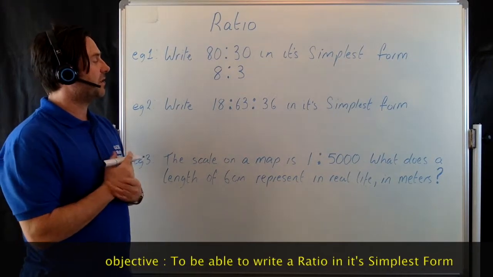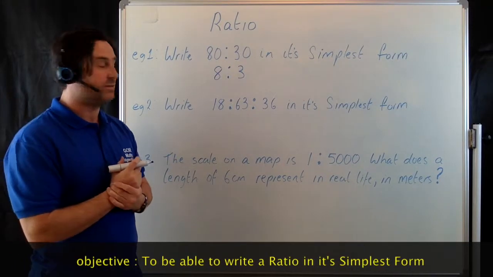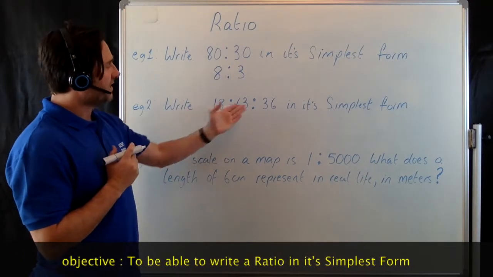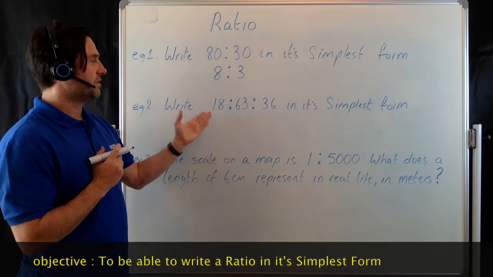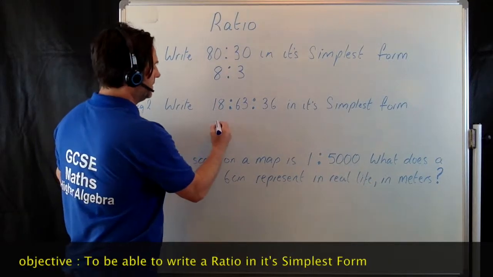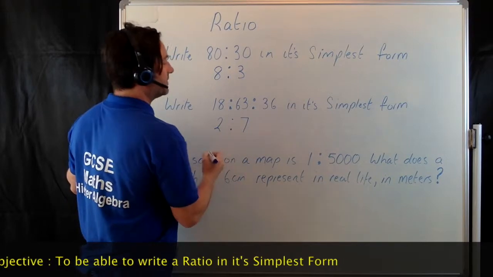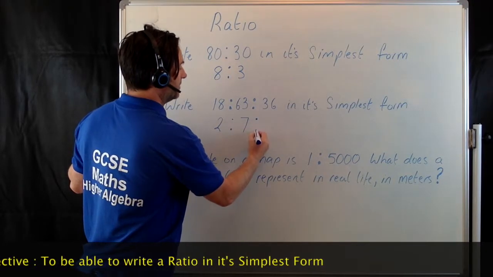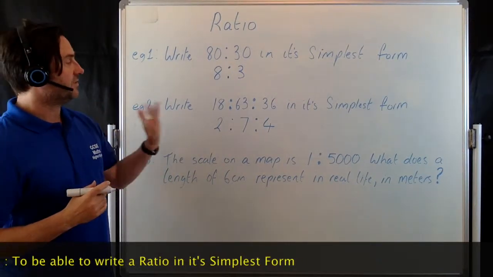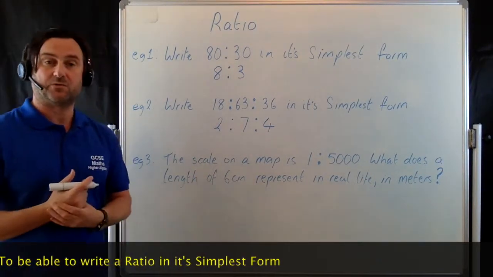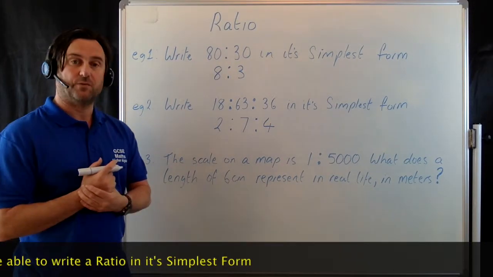Now it might be a little bit harder to straight away find the highest common factor of those three numbers, but don't worry if you can't do it. If we have a look, I can see first of all that 9 will go into all of those numbers. So 9 goes into 18 twice, 9 goes into 63 7 times, and 9 goes into 36 4 times. We could have started off and divided it by 3 and then made it smaller afterwards, but we've divided it by 9 and that is in its simplest form.